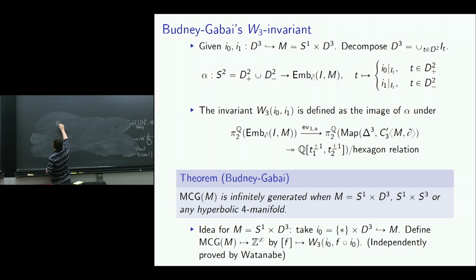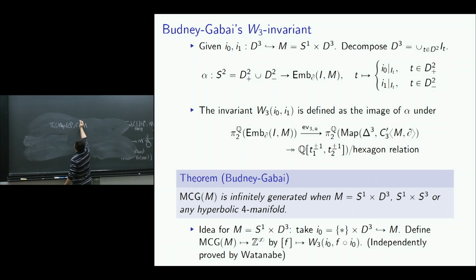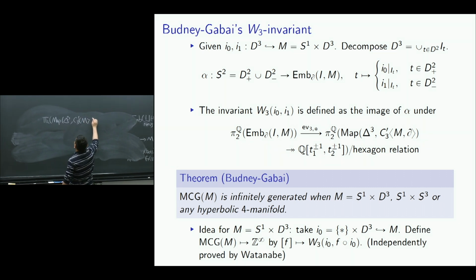Okay, we care about pi 2 of the map from delta 3 to C3 prime M. So this is the space of strata preserving maps from delta 3 to C3 prime, pi 2 of that. So you can think about it as a map from delta 3 cross delta 2 to C3 prime M.